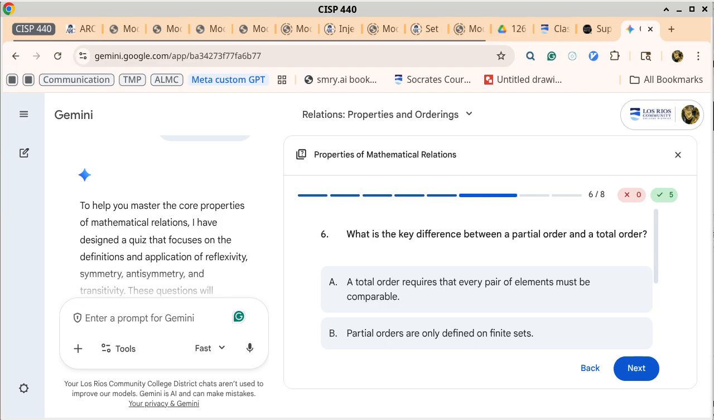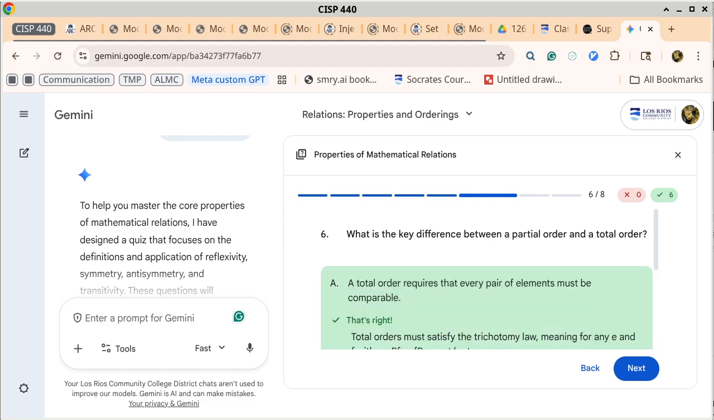Moving on, what is the key difference between a partial order and a total order? Once again, we haven't really touched on partial order versus total order yet. A total order requires that every pair of elements must be comparable. That is actually the correct answer, but we haven't talked about it yet, so we'll get back and talk about partial ordering versus total ordering.